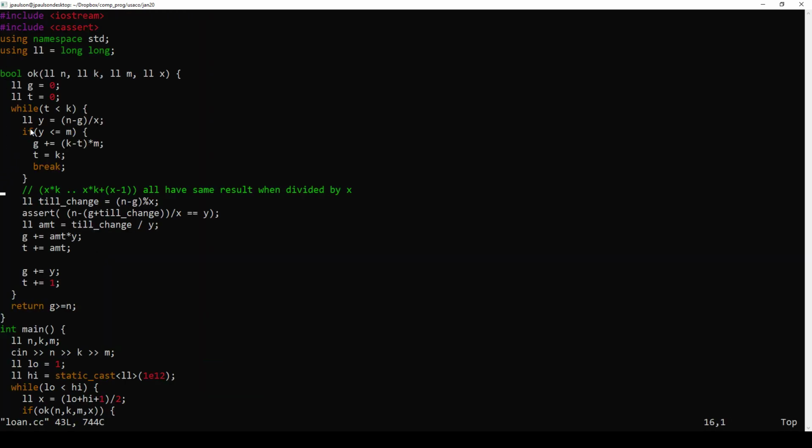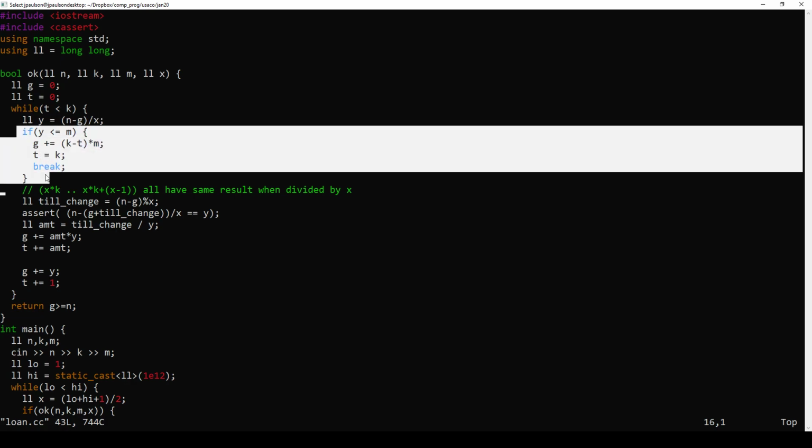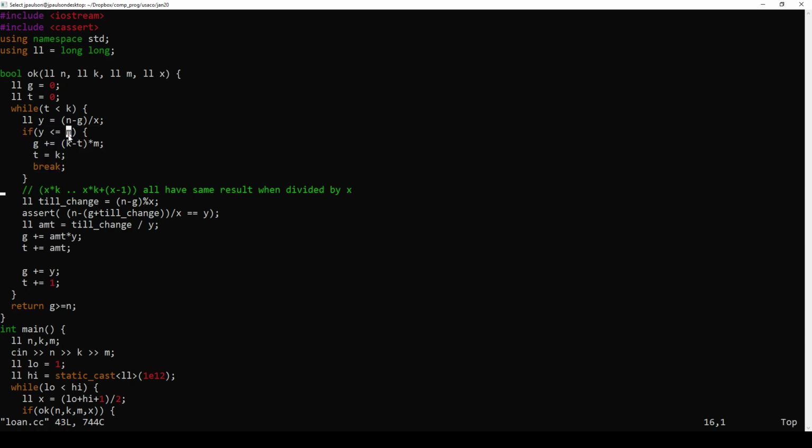How does the speed up work? Okay, so this is how many days it's been, this is how much we've given. So, well, the number of days is less than K. Compute how much you're going to give on this next day. If it's less than or equal to M, then you're done. You know you're always going to give M on all the subsequent days, so just fast forward time through that. Right, so this is how many days are left, give M on each of those days, set t equals K. We're done.